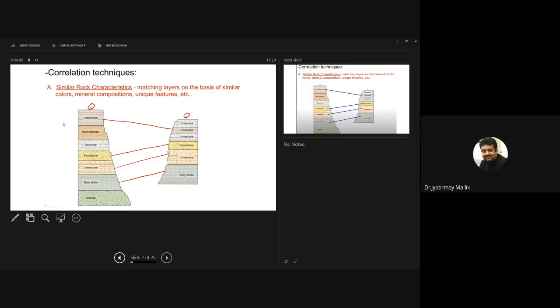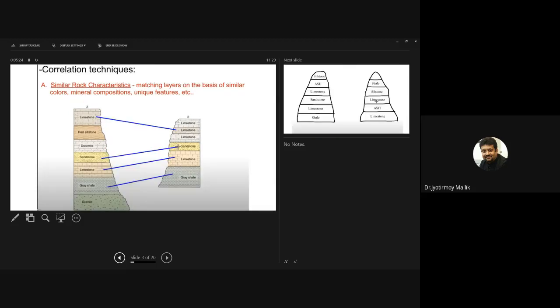Now you can see here there is red siltstone. In column A, you have red siltstone and dolomite, which is not developed in column B, but you have the development of a limestone. So some sort of depositional environment has changed. And perhaps column B doesn't reach all the way up to the granitic basement. So this is how we can correlate, with a very simple example, by looking at similar rocks.